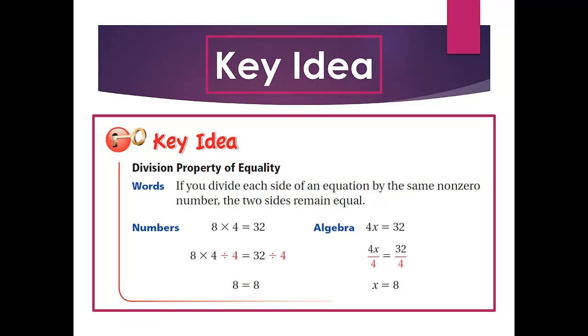Now we'll look at our key idea for the division property of equality. If you divide each side of an equation by the same non-zero number, the two sides remain equal. So if I have 8 times 4 equals 32, and I divide both sides by 4, I'll end up with 8 equals 8. For algebra, if I have 4x equals 32, if I divide each side by 4, I will end up getting that x equals 8. If I then plug that back in, 4 times 8 is 32.